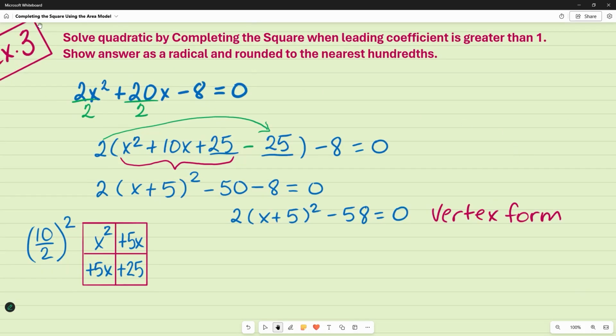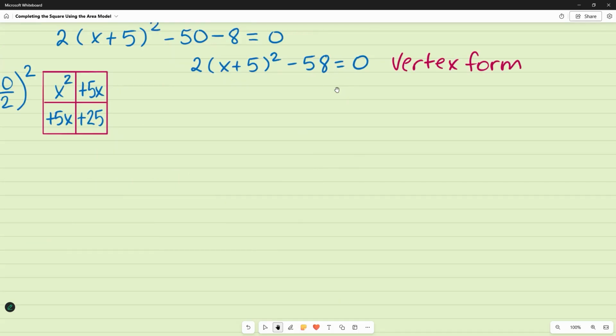Our instructions asked us to solve, so solve means our answer is going to be in the form of x equals something. We're going to continue moving everything from the left-hand side over to the right-hand side so that we can find an answer that looks like a radical as well as a decimal rounded to the nearest hundredths. First thing you do is move your constant over, then you're going to divide by this 2, and at that point you can take your square root of both sides. But don't forget, your highest exponent tells you how many answers you're going to have, so you're going to have a plus or minus on the right-hand side of the equation, and then you just simplify.